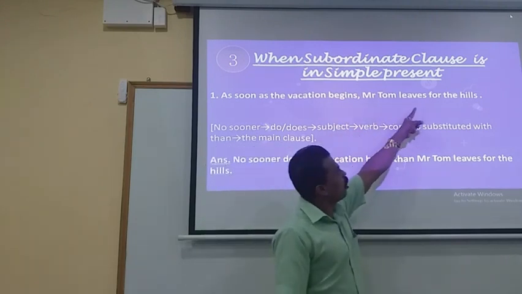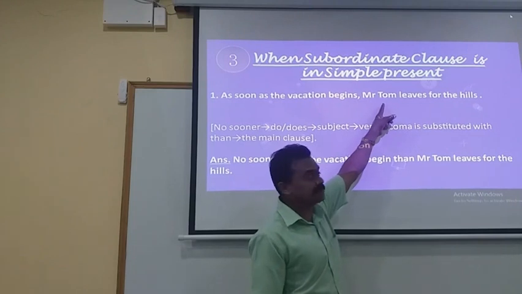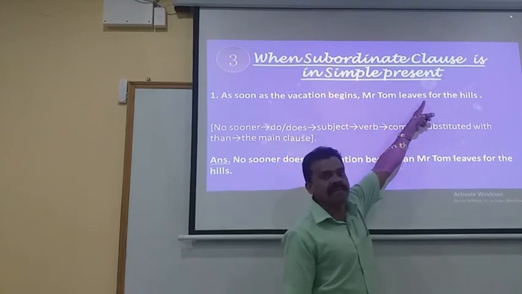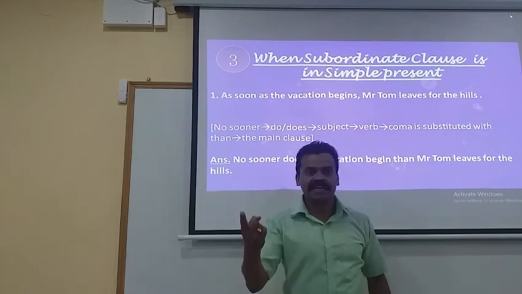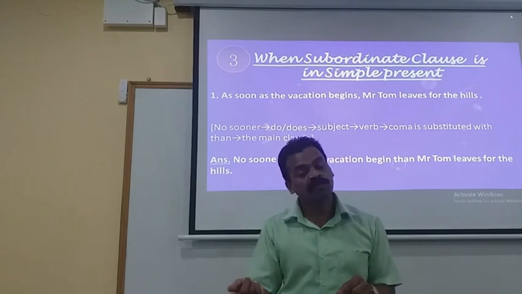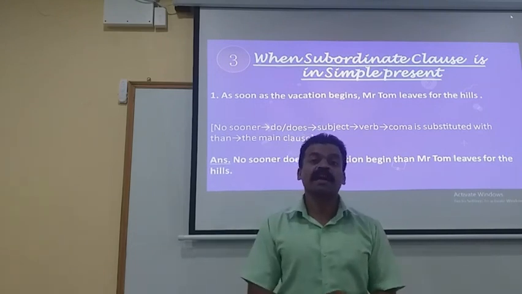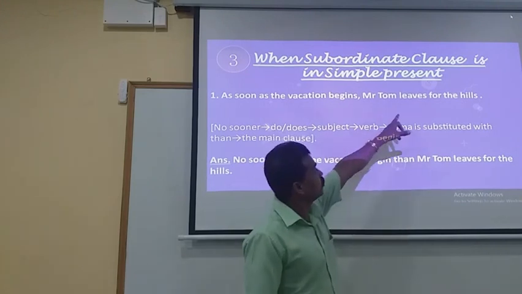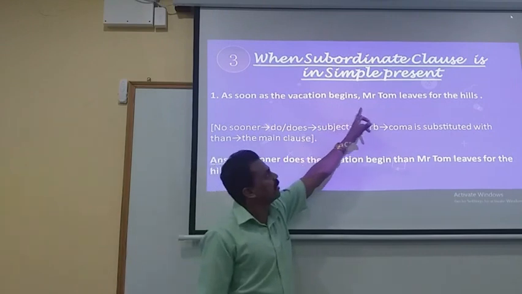And Mr. Tom leaves for the hills. So here also we see Mr. Tom is the subject, and therefore it is 'leaves'. Mr. Tom leaves. They leave. Suppose the subject was 'they'. In that case, we have to make the verb also in its plural form, so we will remove s from it. That becomes 'leave'. So let's see once again. As soon as the vacation begins, Mr.